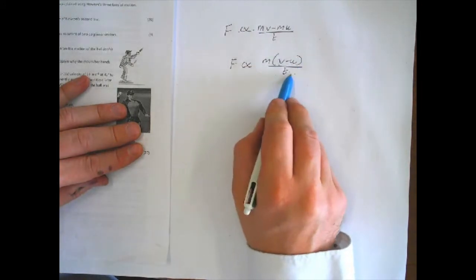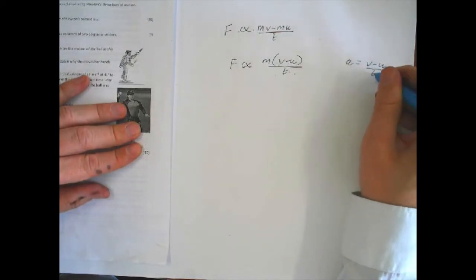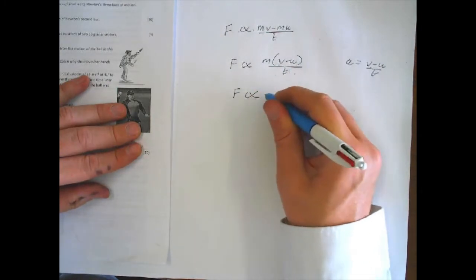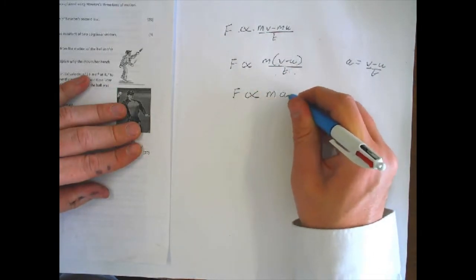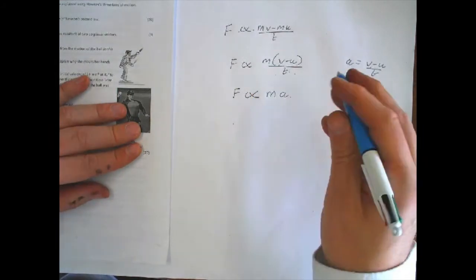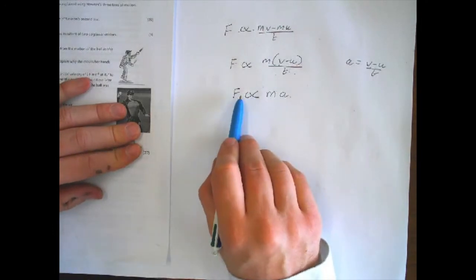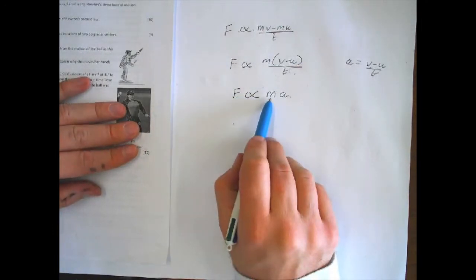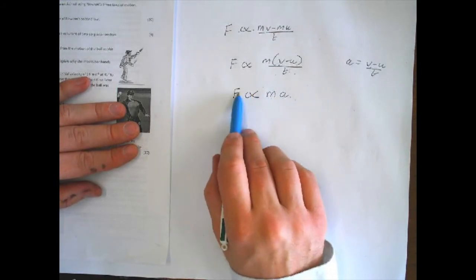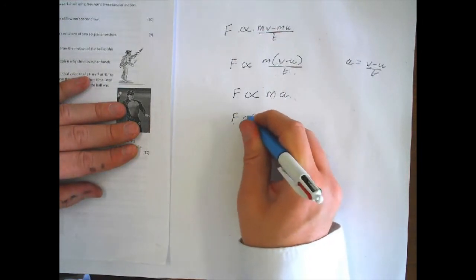And v minus u over t, there's another word for that, that's acceleration. Because a is v minus u over t, I can just sub in a instead of all this. So we've got the force is proportional to the mass times acceleration. Now, to get this to be equals, we need this constant of proportionality, this weird k. Basically what this is saying is that if you increase the force, you get an increase in mass times acceleration as well, but we don't know what the relationship is. If you double the force, how much does this go up by? And that number we don't know, we use k for that.